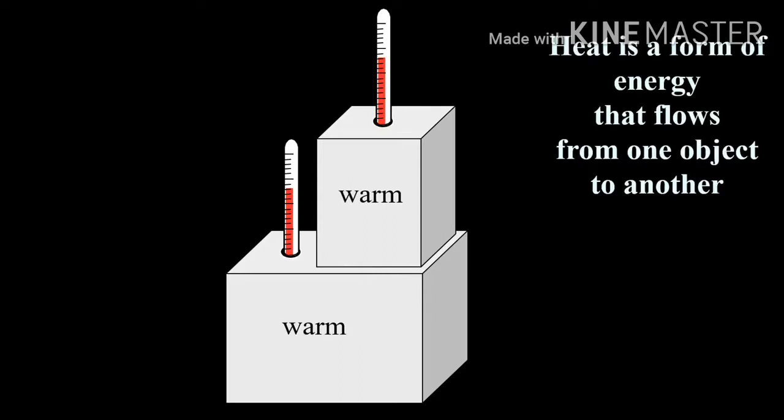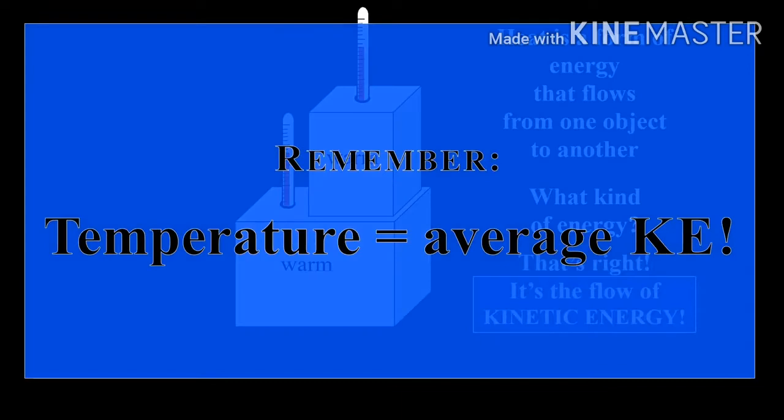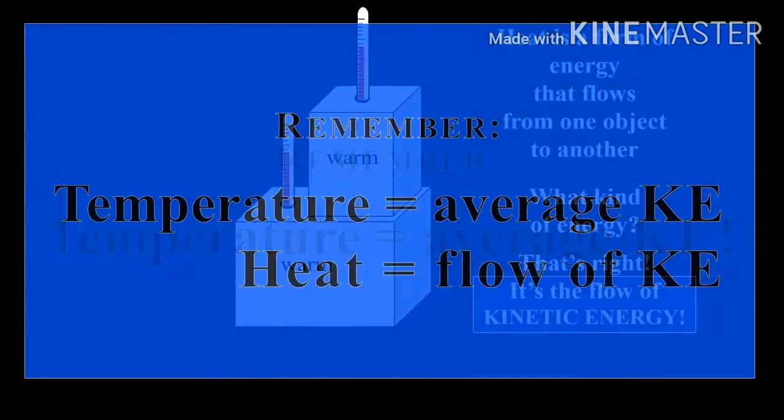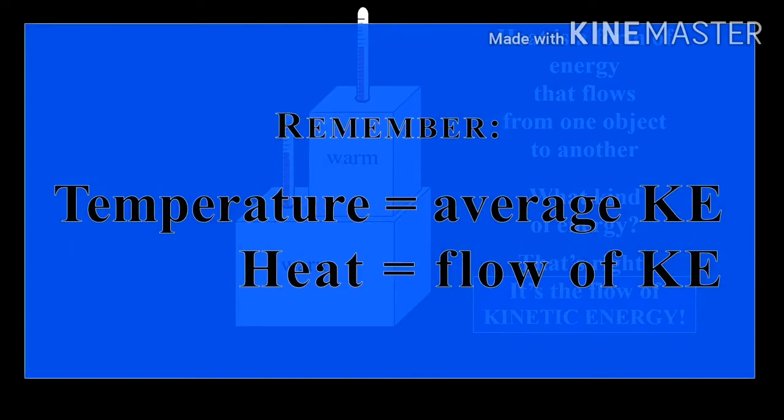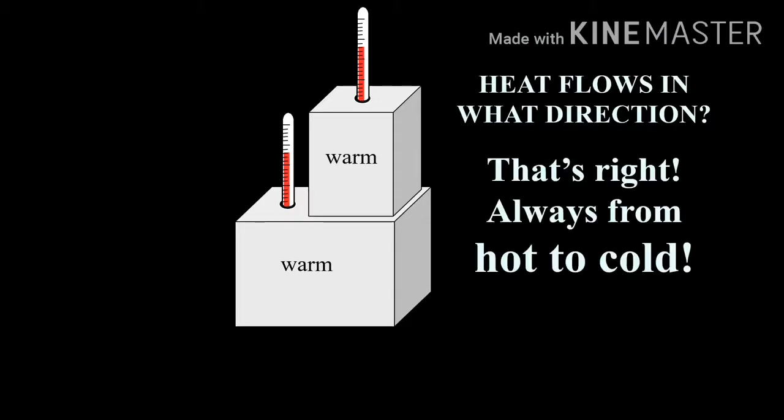Heat is a form of energy that flows from one object to another. What kind of energy? That's right, it's the flow of kinetic energy. And it is important to remember that the temperature is the average kinetic energy of a substance, in contrast with heat, which is the flow of kinetic energy. So what direction does heat flow? You're right, always from hot to cold. This is a basic fundamental law of the universe.